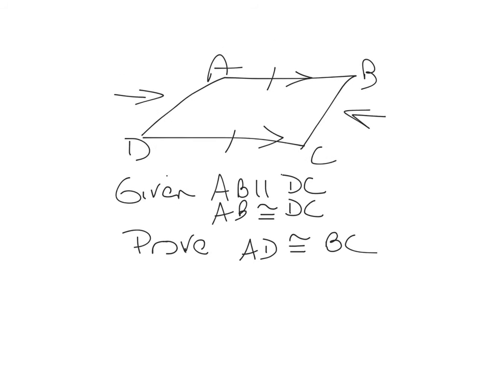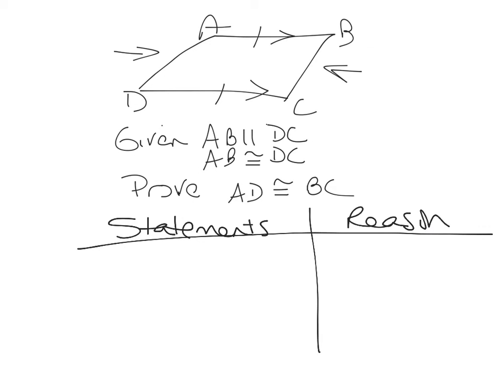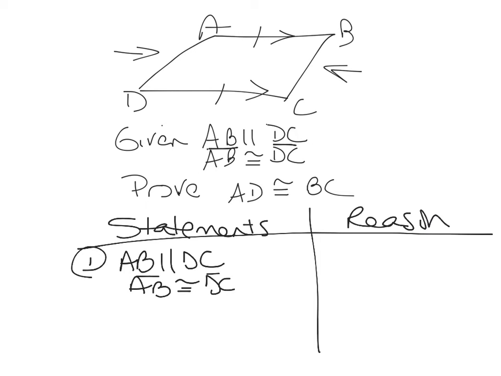So here's how we're going to do it. We're going to have our statements, and we're going to have our reasons. And I know we haven't done a proof in a while. Always start out with your given. So AB parallel DC and AB congruent to DC. So this is my given. Next, what could we say?